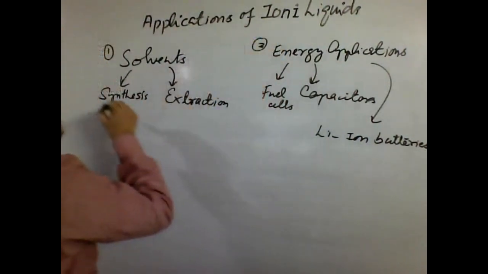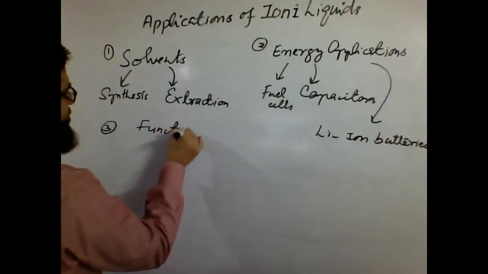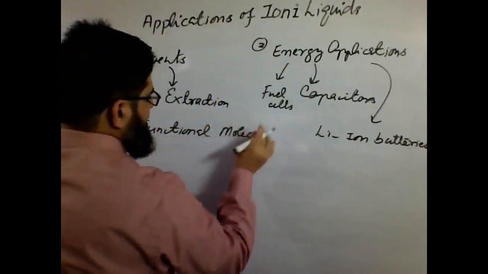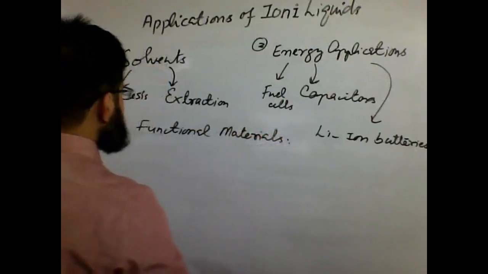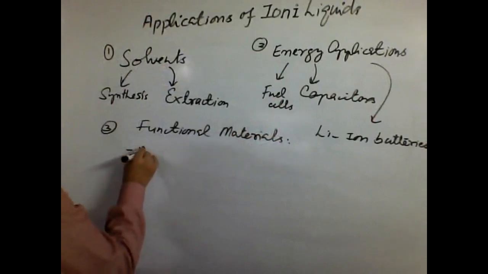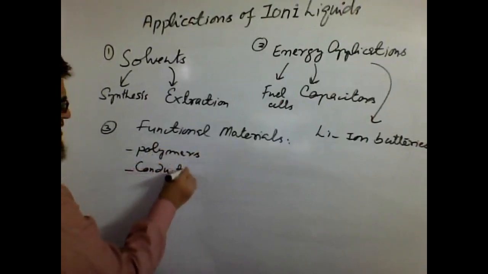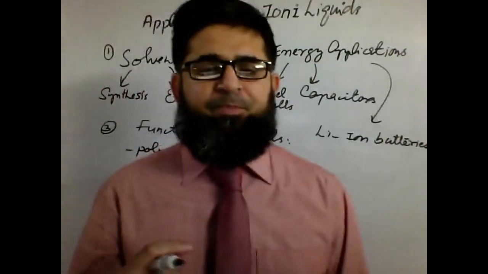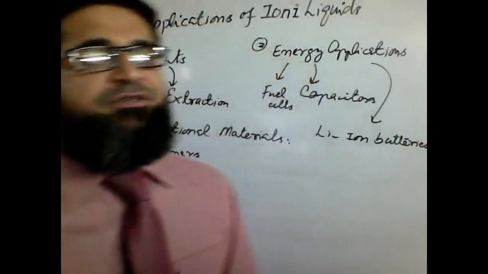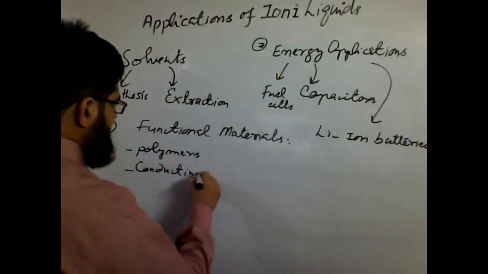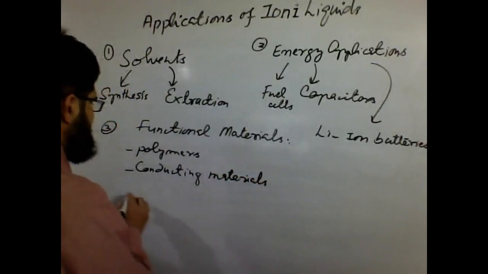Another domain of their application is as functional materials. They have been used for the preparation of polymers and conducting materials. Ionic liquids have positive and negative charges, so they can act as conducting materials. They can conduct electricity. They are good conductors, and they can be used for the preparation of conducting materials.